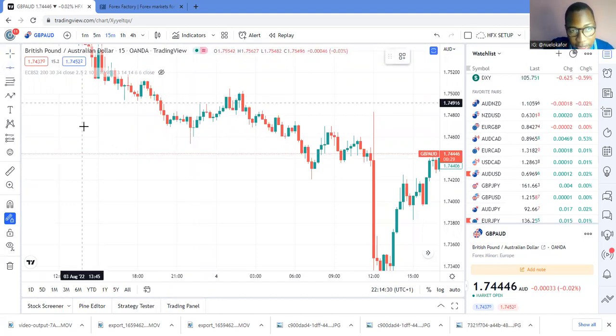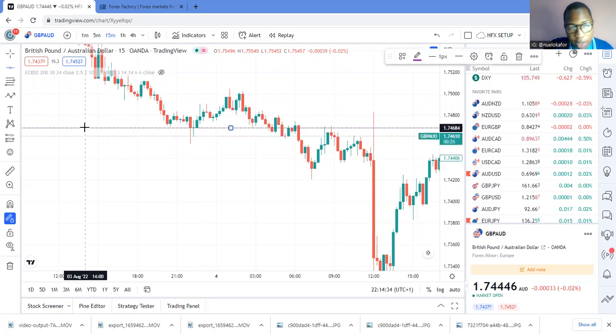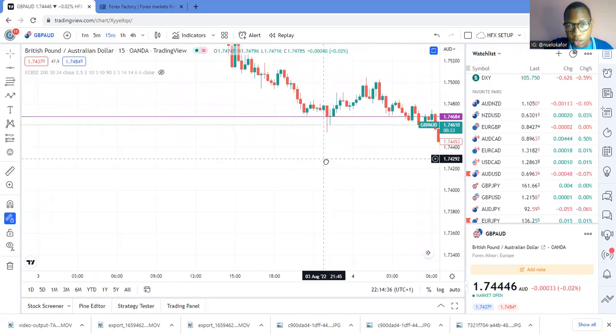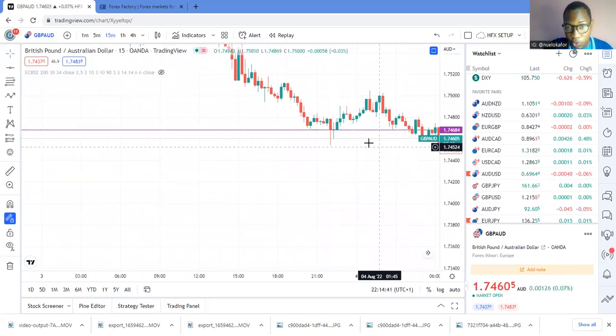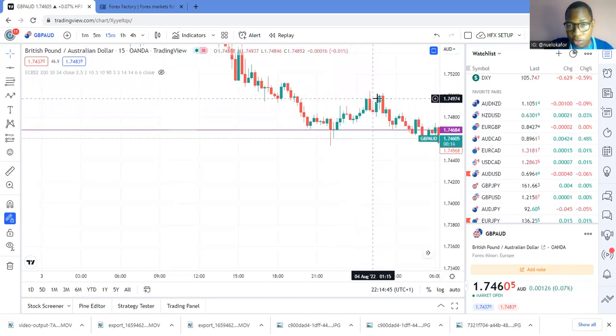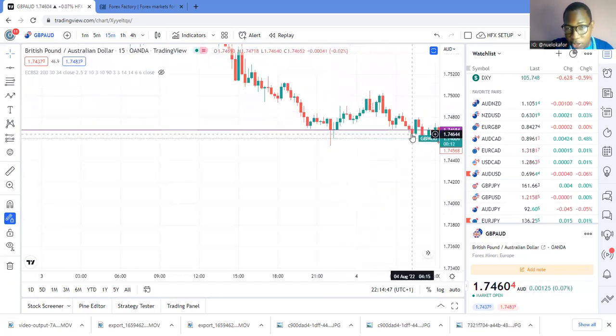So I'm just going to mark this down. Let's just look at random examples so you can see that this actually works. So you see it kept rejecting. At some point, it broke. Look at this candle right here. This one here.